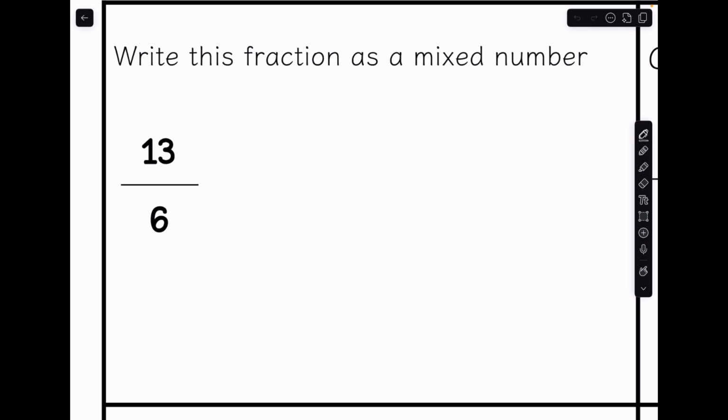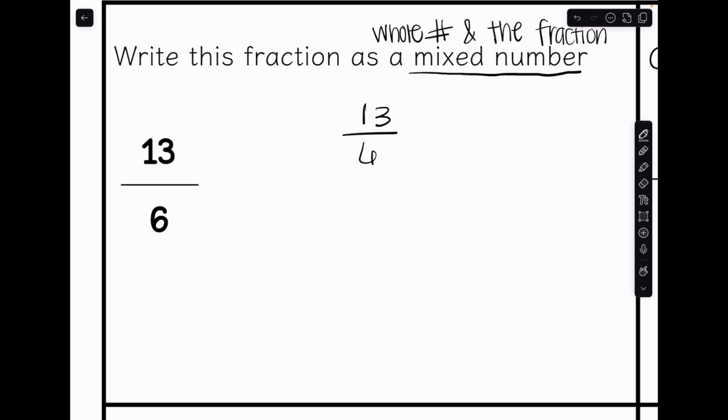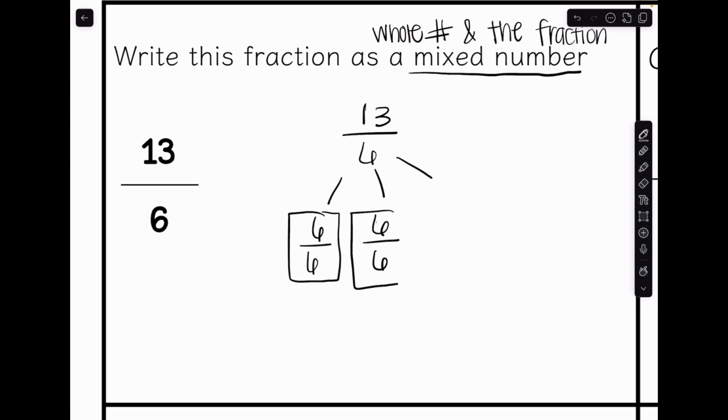They want us to write this fraction as a mixed number. Mixed number being a whole number and the fraction. We've been practicing doing this using number bonds in the classroom. So here we have 13/6. We know that a whole is when our numerator and our denominator are the same. So 6/6. Okay, that's one whole. We know that we still have enough to make another whole. So that'll be 6/6 again. And then 1/6 will be left over.